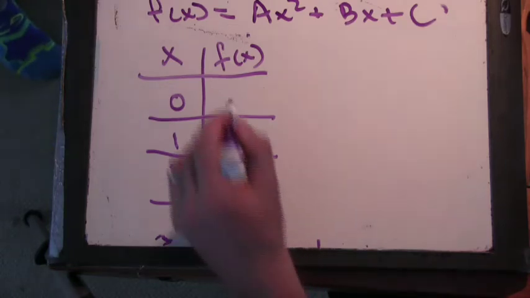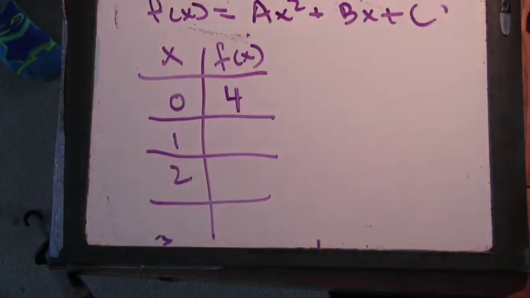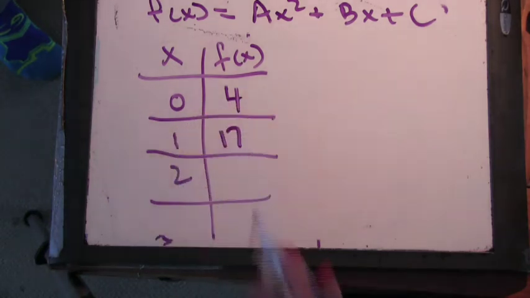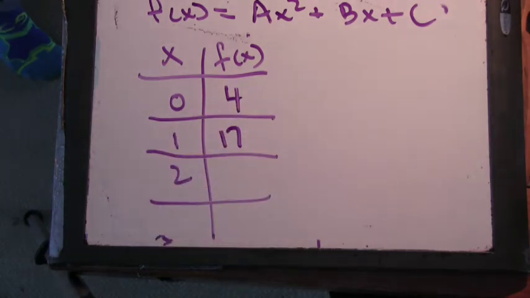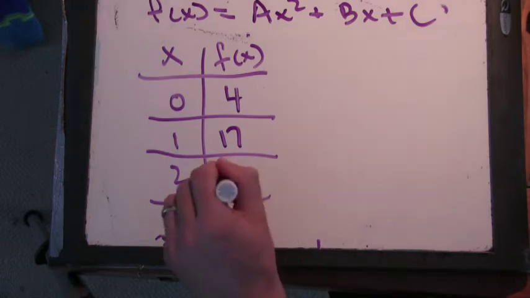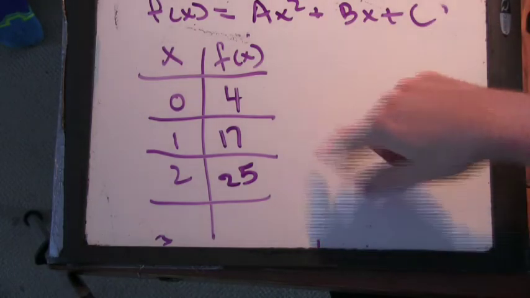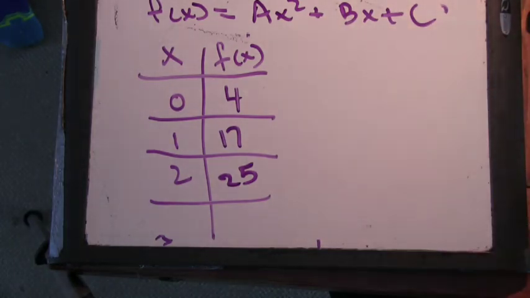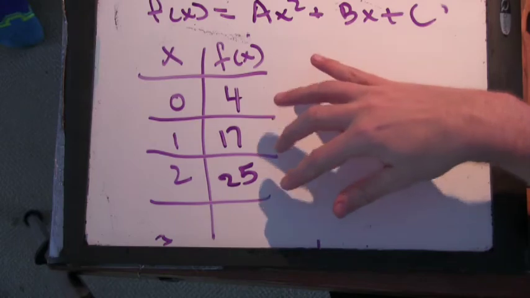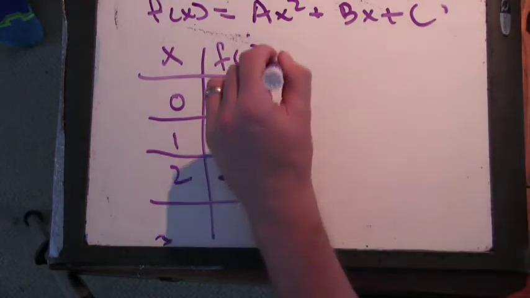Like 4. Okay. How about you tell me what f of 1 is? How about 17? Okay. And f of 2? Like 25. Okay. And it's going to turn out there's only one quadratic polynomial that has these three numbers, and we can find it using this difference method.